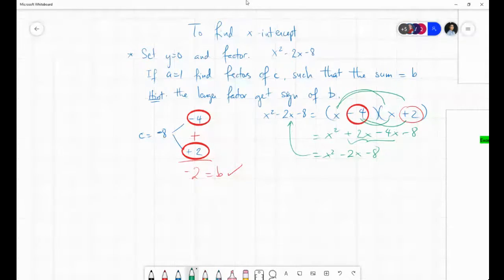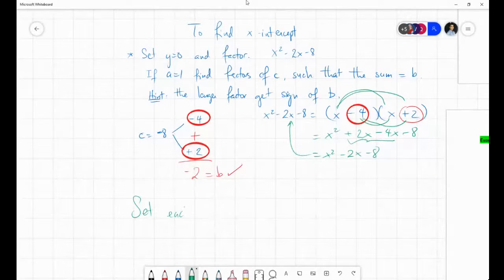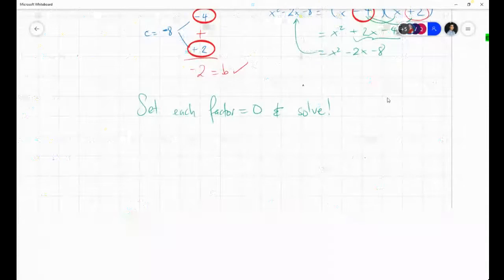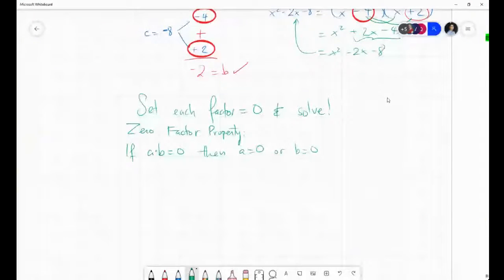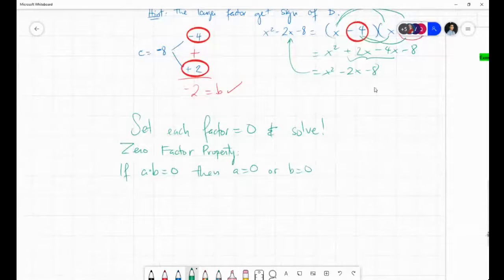What do we do with those factors? Set each factor equal to 0 and solve. Now the reason why this works is the zero product property, which states that if two things multiply together to get 0, then one or both of them have to equal 0. So that's why we factor, so that we can set them equal to 0.